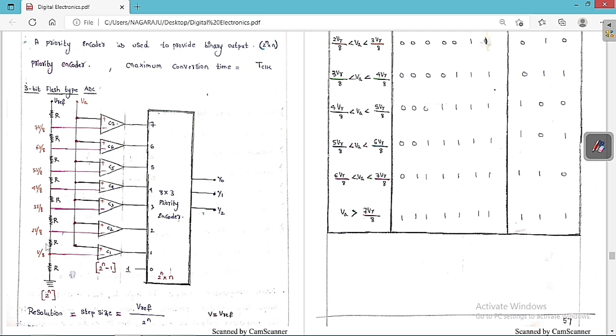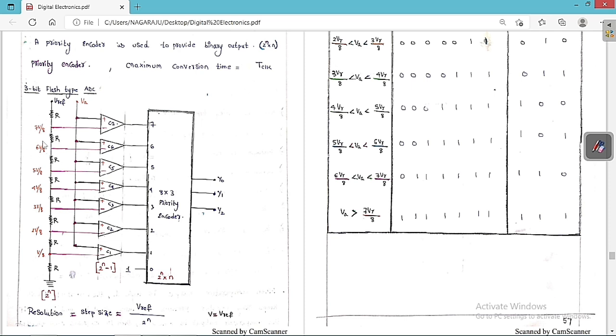So here V by 8 plus V by 8 is 2V by 8, and here it is 3V by 8. So this voltage is from this point to ground. We are asking that these voltages are with respect to the corresponding node and the ground. If this is V by 8, then this is 2V by 8, this is 3V by 8, this is 4V by 8, this is 5V by 8, this is 6V by 8, and this is 7V by 8.